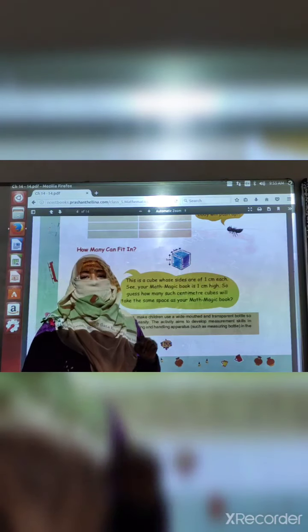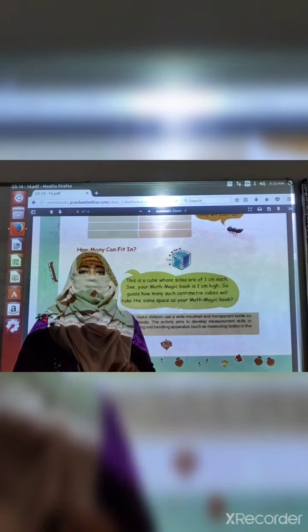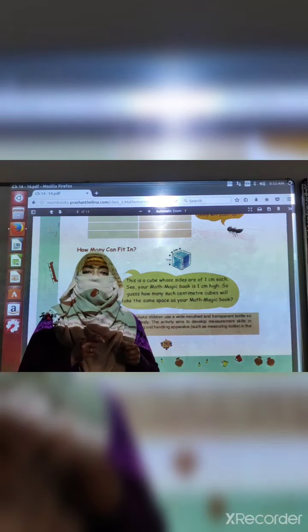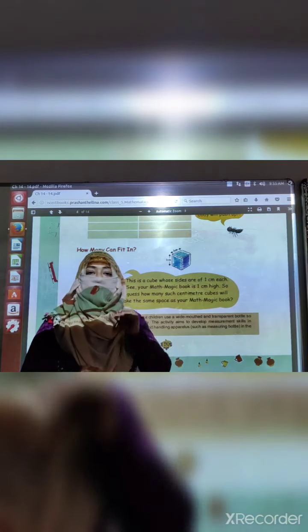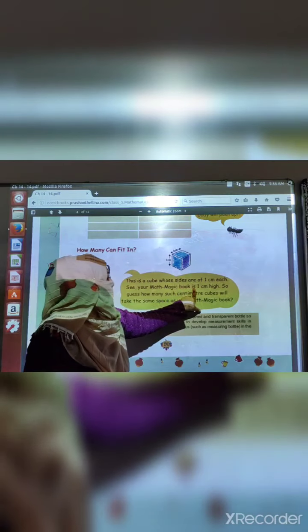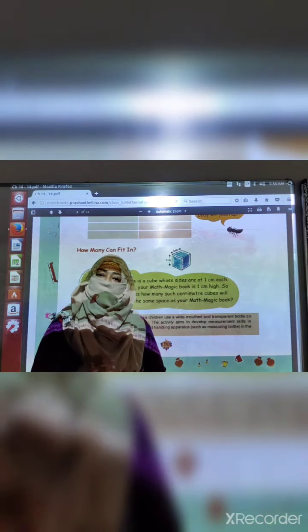Now I will explain to you about your Maths Magic textbook, how the Maths Magic textbook's length, breadth and height work. The thing which is mentioned here, Maths Magic book is 1 centimeter high. This I will explain to you with a demonstration. So come on, let's see it.